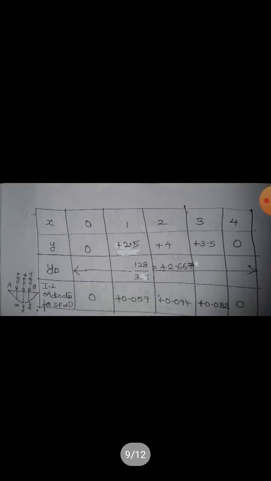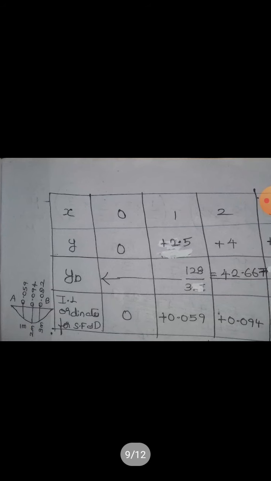So at A, it is 0, B also it is 0. At every 1 meter you can apply the value. As I told you, these are positive values, so positive values will mark it below the reference line. So you get this shape.